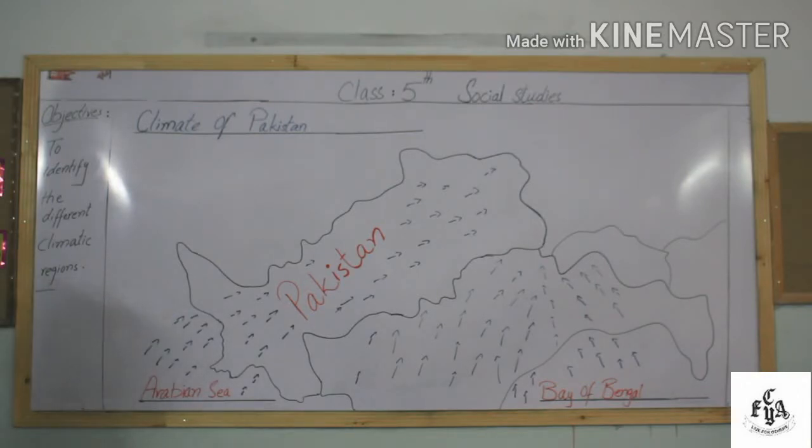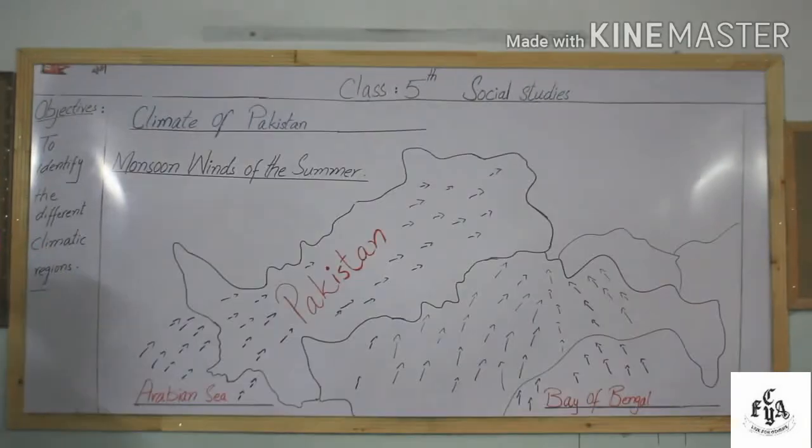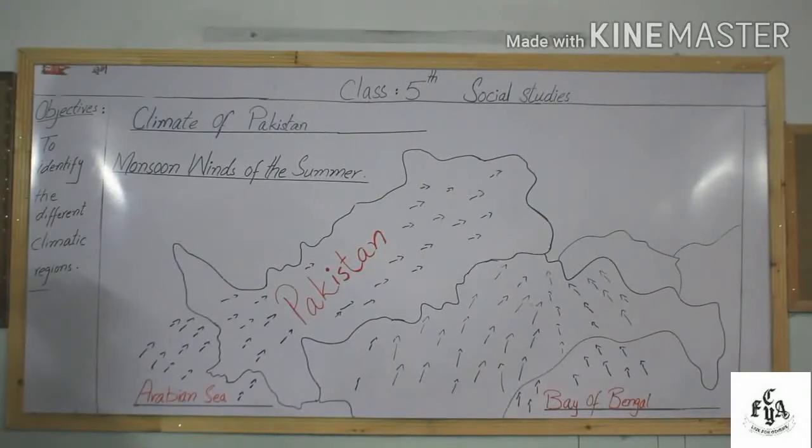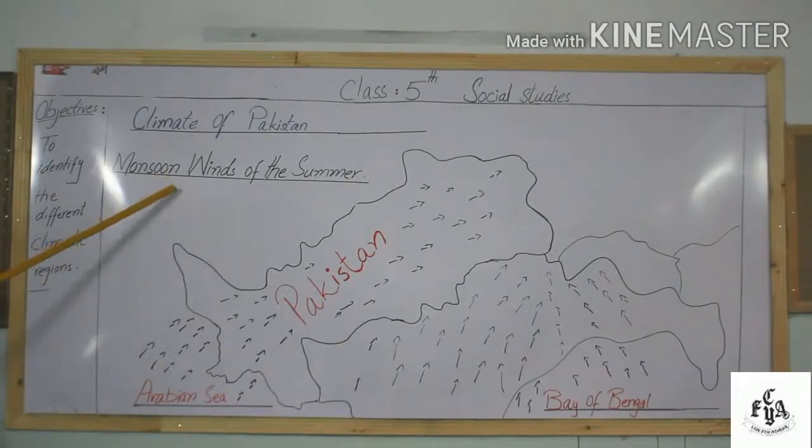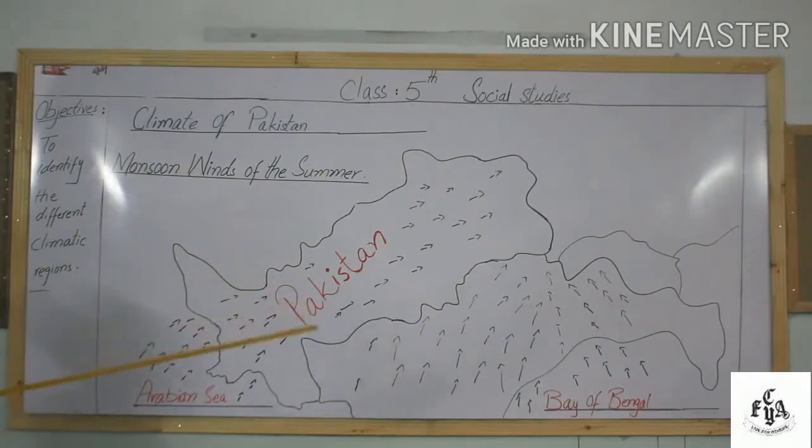During summer, the wind blows from sea to land, while in winter the wind blows from land to sea, and that is why the winds blow due to the change in seasons. That is why these winds are called the seasonal winds. Now in Pakistan, the seasonal winds are called the monsoon winds. There are 2 types of monsoon winds: the monsoon winds of summer in Pakistan and the monsoon winds of winter.